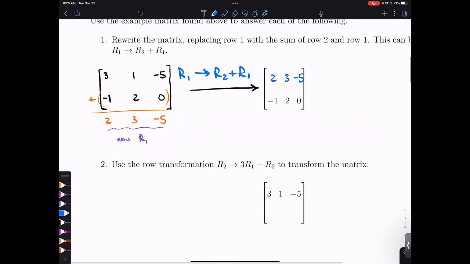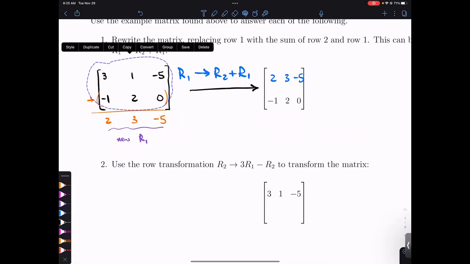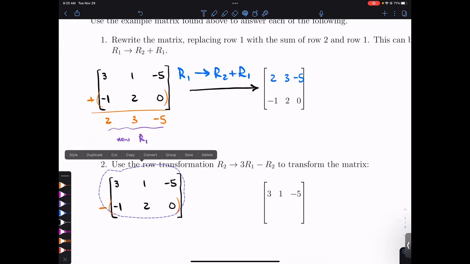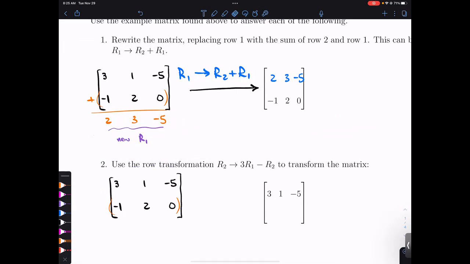Okay. Do the same thing. Well, not the same thing, but take the same matrix and do this.